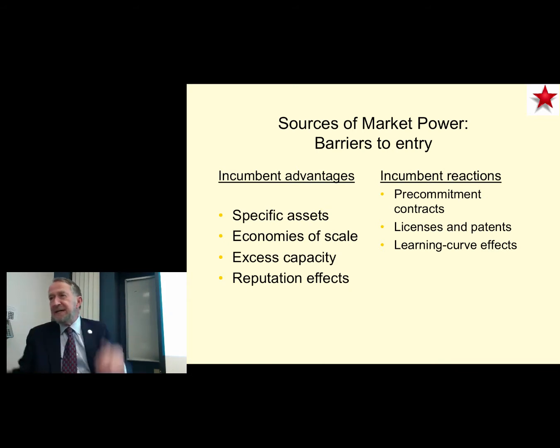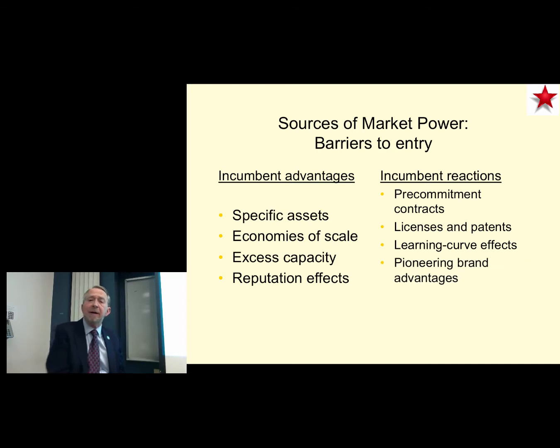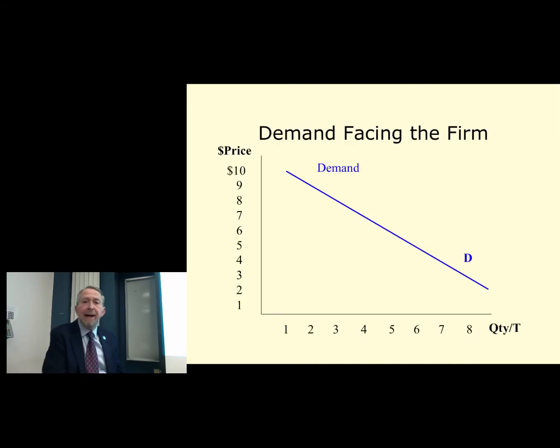So there are substantial learning curve effects that may benefit incumbents. And then if you are the pioneering brand like Kleenex, obviously you have advantages because your name is associated with the overall product category in that particular way.